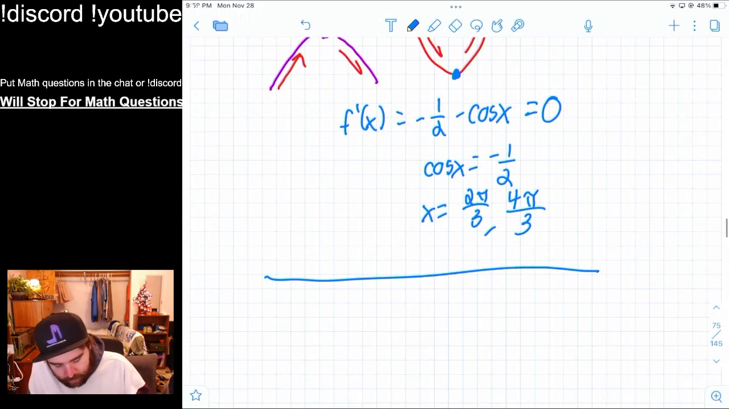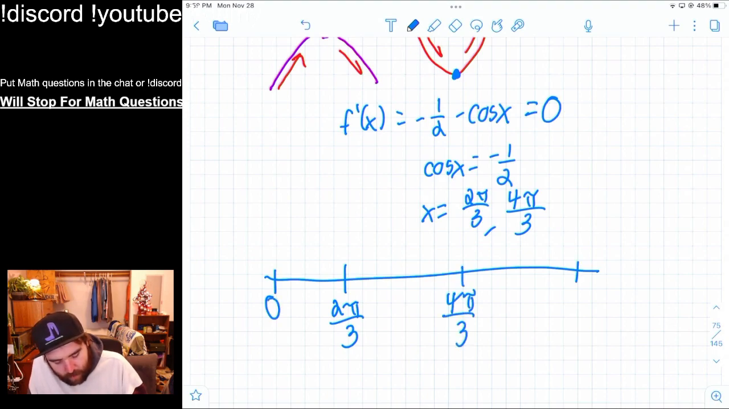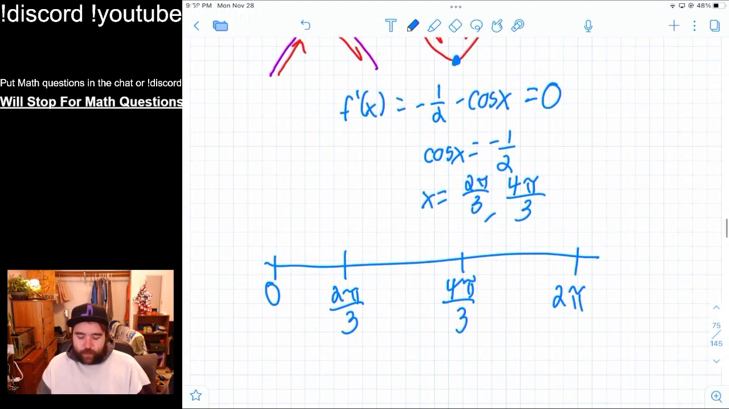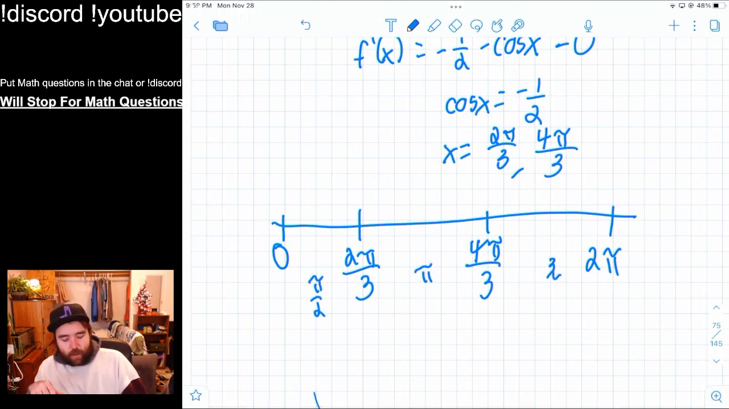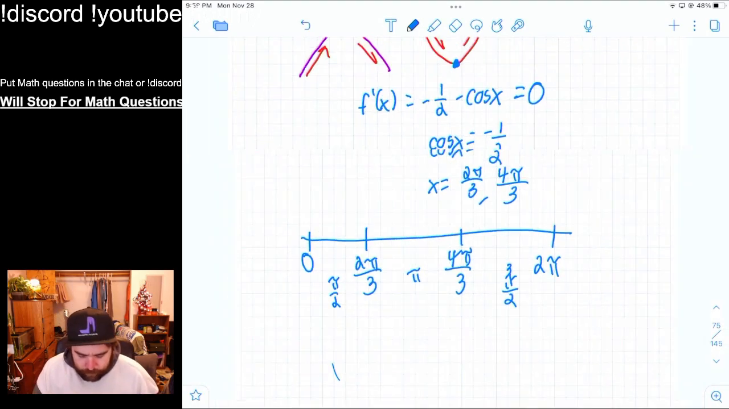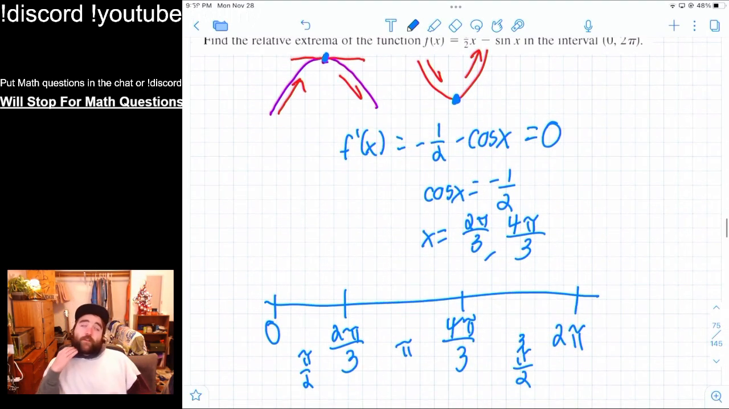Alright, we're back. So we get our number line. So 2 pi/3, 0, 4 pi/3, and 2 pi. And we just got to plug in values in between all of them. So probably easiest to plug in is like pi/2, pi, and 3 pi/2. And again, into the derivative, because we're not trying to see if the function is positive or negative. We're trying to see if the derivative is positive or negative.